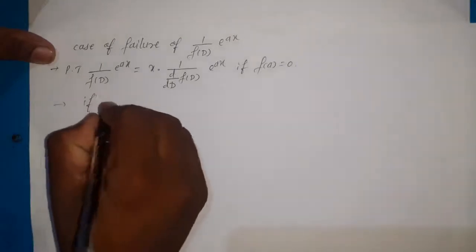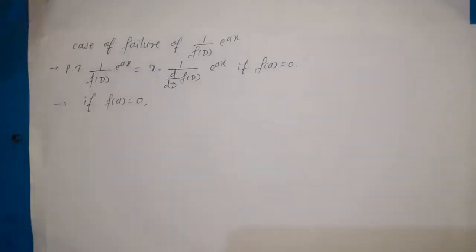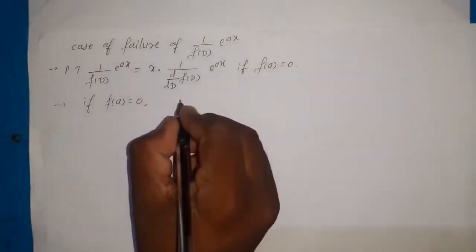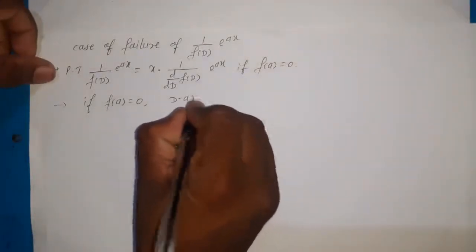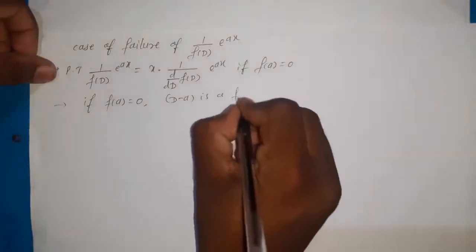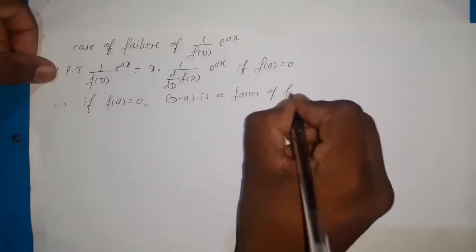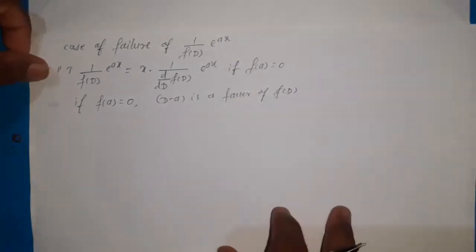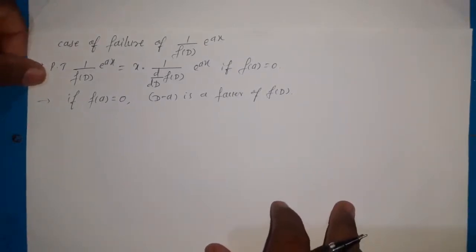So here, if f of a equal to 0, what does it mean? a is a root of the function f of D, because f of D is equal to 0 at D equal to a, means the value of D is satisfying the equation f of D, so f of a is equal to 0. If f of a is equal to 0, then we can write that D minus a is a factor of f of D.